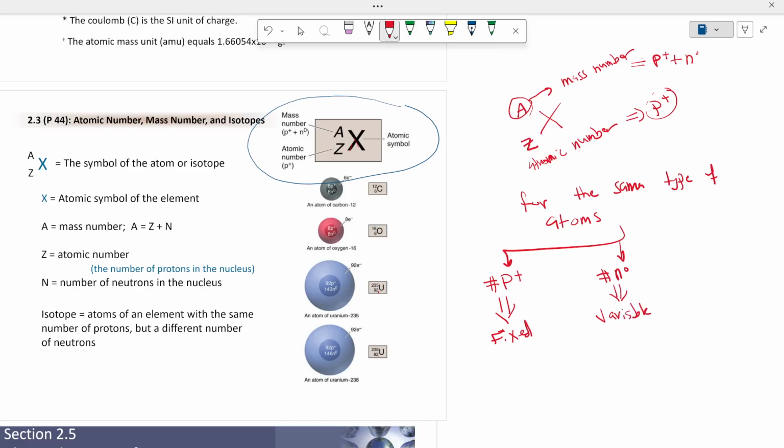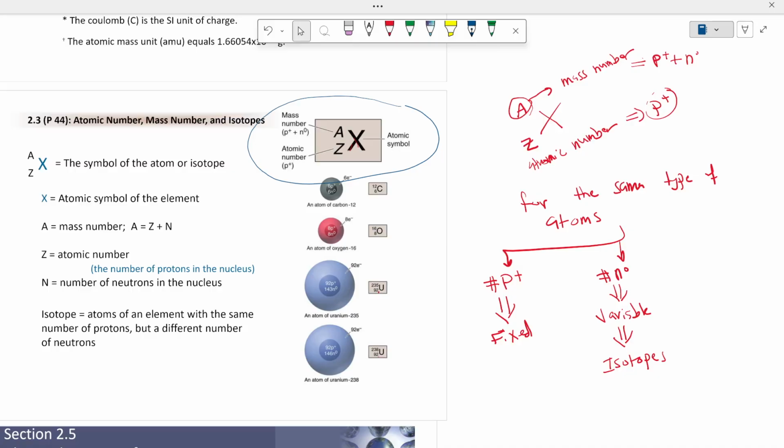What does it mean? It means that I can find two same atoms, same type of atoms, yani same number of protons, with different number of neutrons. Such type of atoms are called isotopes. Isotopes. So isotopes are atoms of the same type, which means same number of protons, but different number of neutrons.